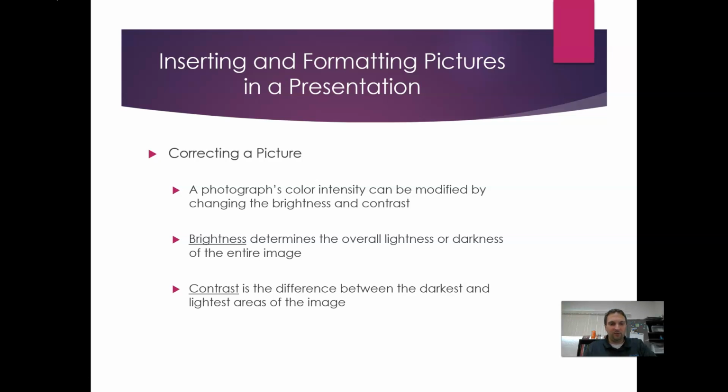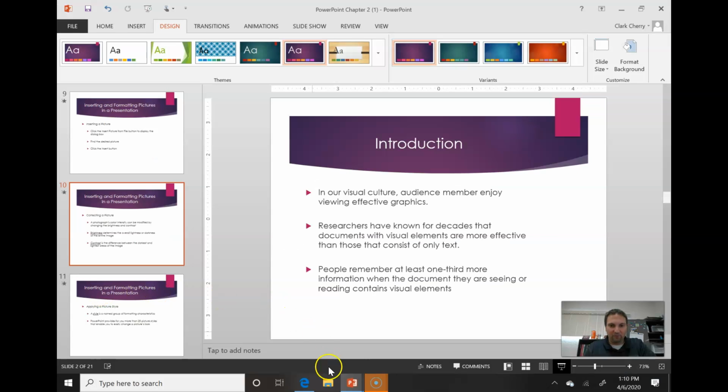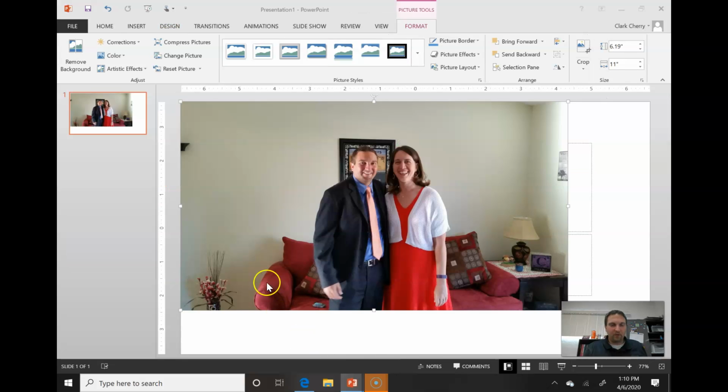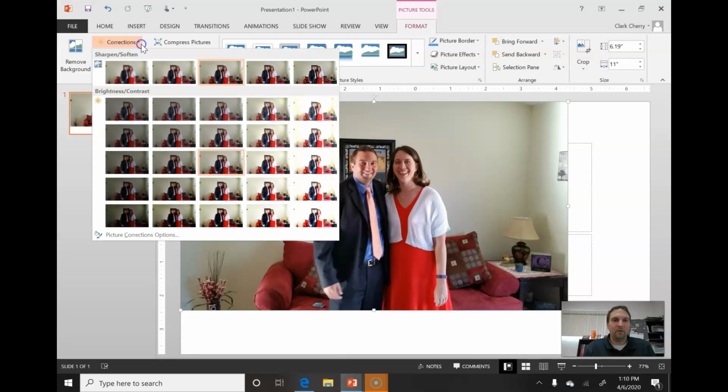So let me go to a different PowerPoint presentation. I have a picture in this one. It's a lovely picture of me and my wife. Here we go. Okay, so I've got this picture here. If I click on it and I go to the Format tab, and I go to Corrections over here. Okay, here are my brightness and contrast options.